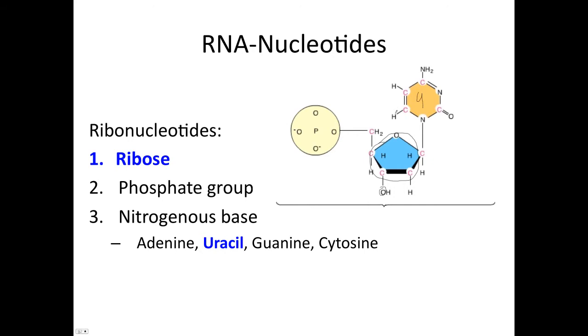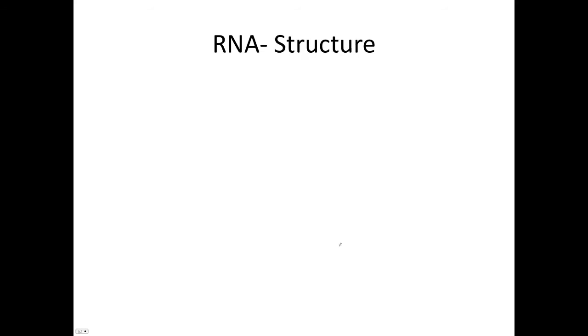They are adenine, uracil, guanine, and cytosine. So instead of having thymine, we replace it with uracil. So again, RNA uses uracil instead of thymine. So instead of having A, T, G, and C, we have A, U, G, and C. Still, A is going to bond with U, and G is going to bond with C.